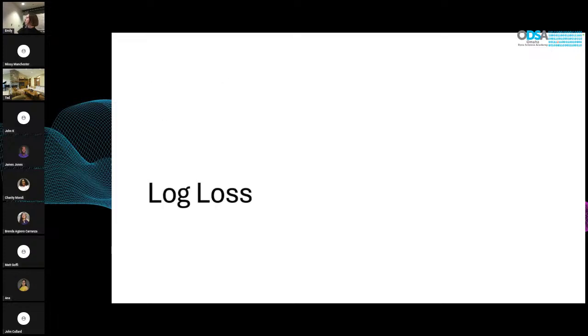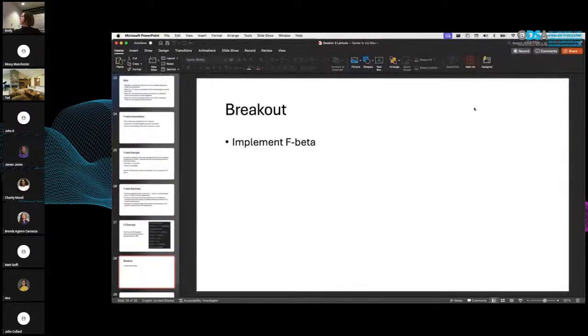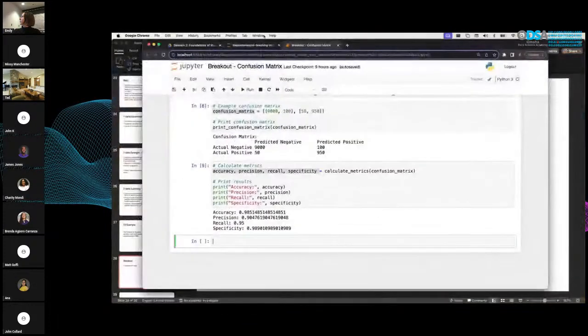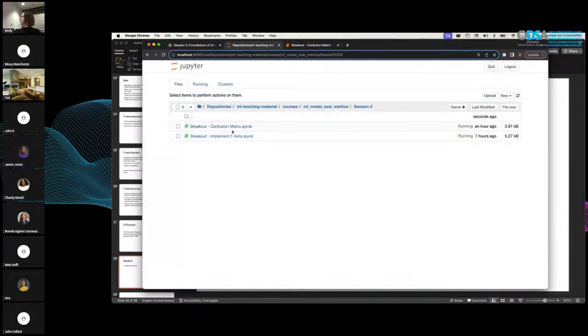Got to remember where we're at. Oh, yeah, we're doing a breakout. So let's implement F beta. Pop into our class files here, check out our implement F beta notebook, go ahead and download that, and then open it up in whatever your working environment is.